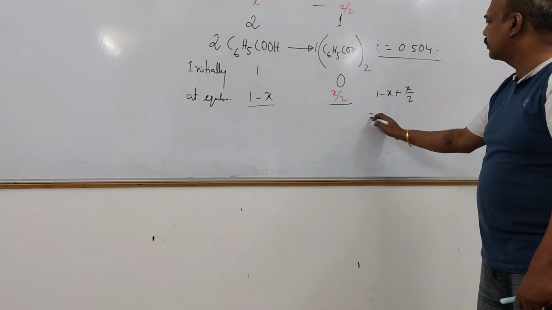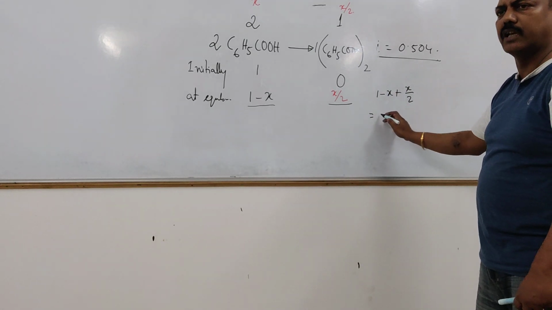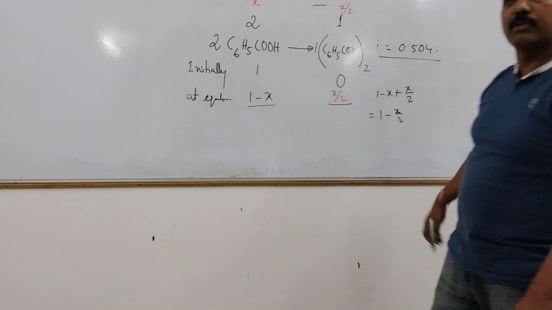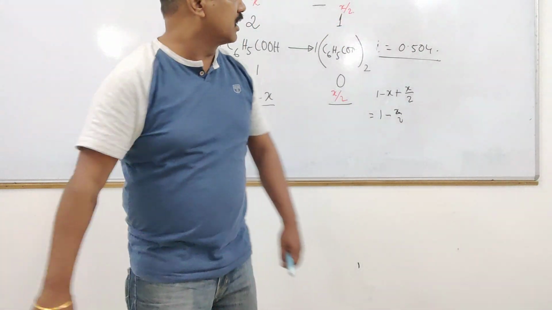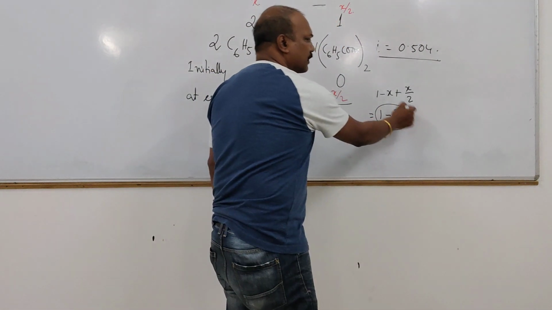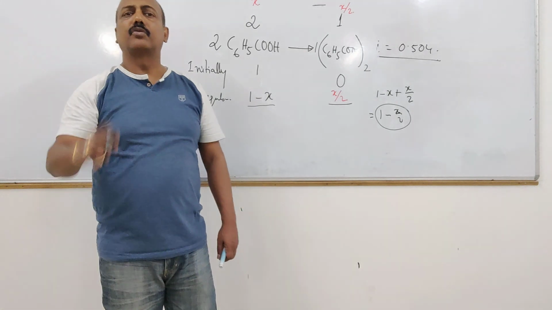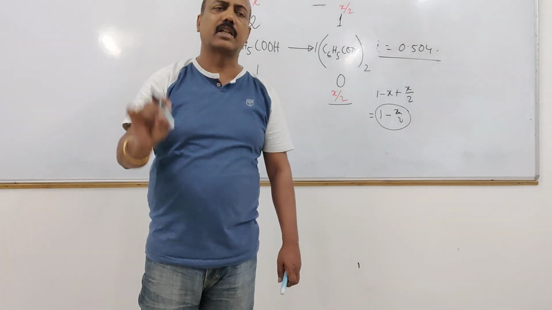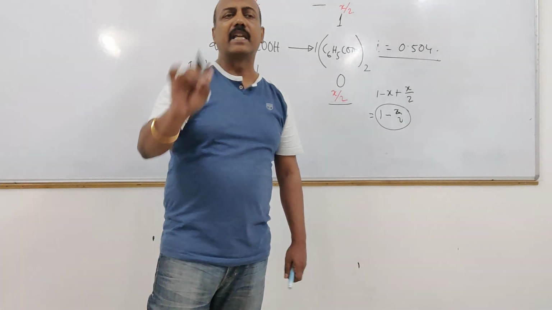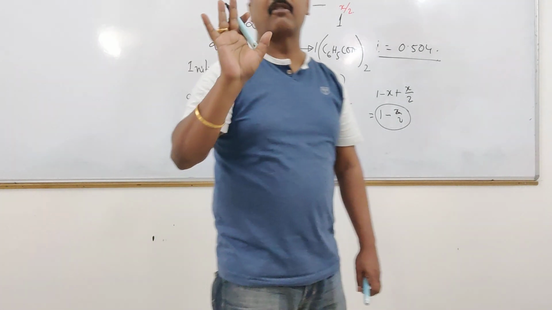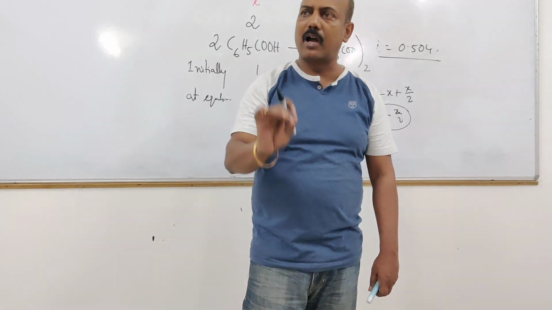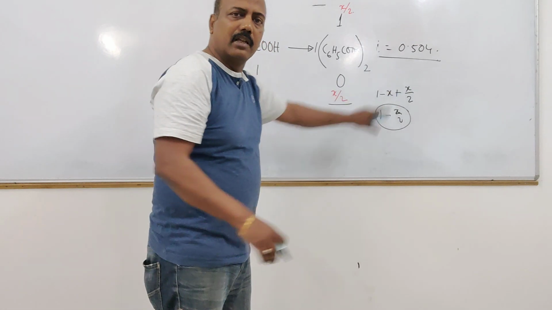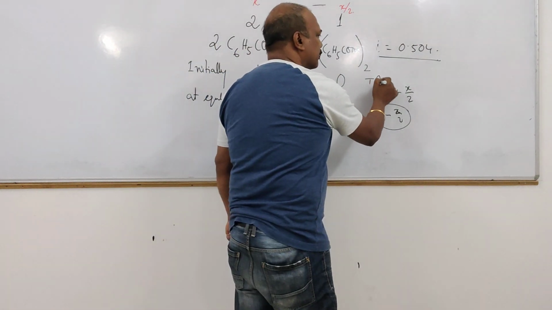What is that at equilibrium? What is the total number of particles? If you just calculate it, it will become 1 minus x by 2, right? Okay, so this is the total number of particles. Total number of particles after dissociation or association is nothing but the Van 't Hoff factor. These two lines you understood? Clear? You write over here total.